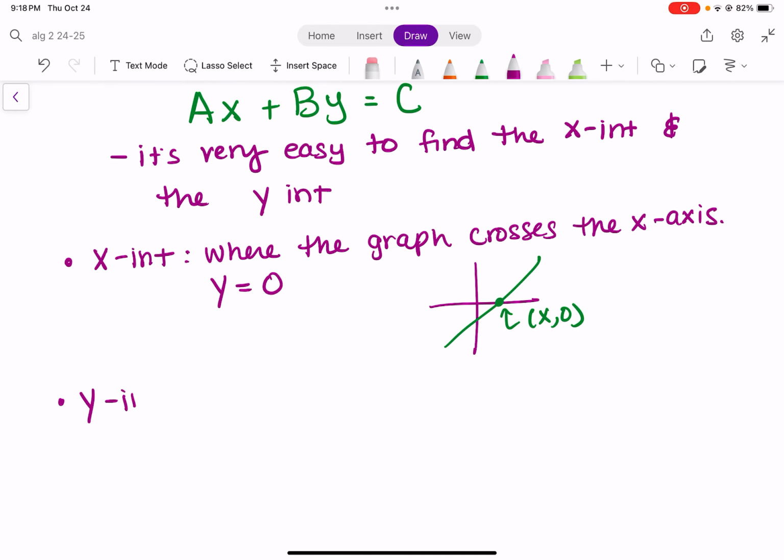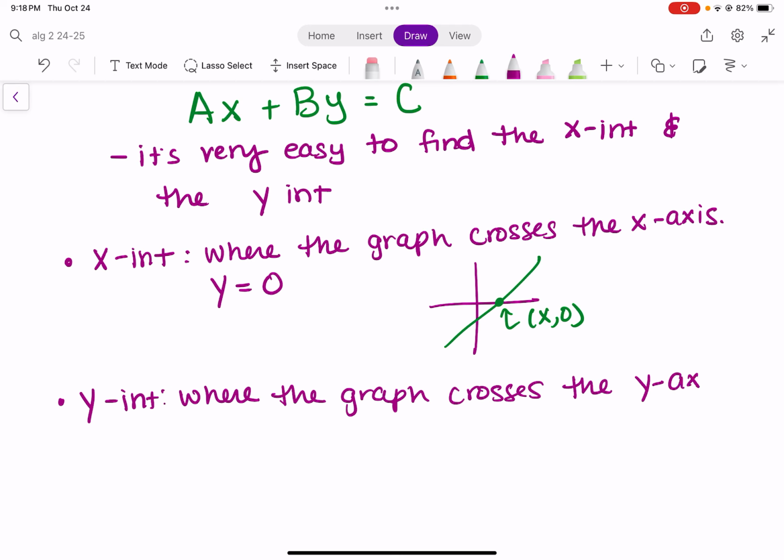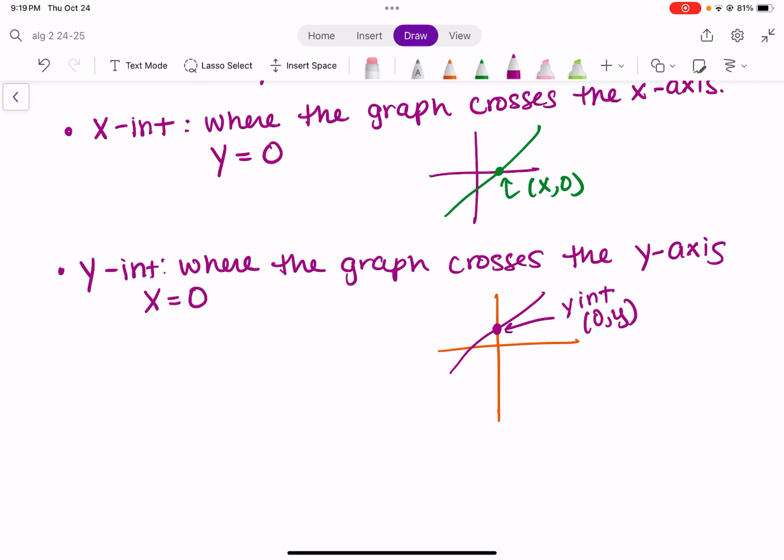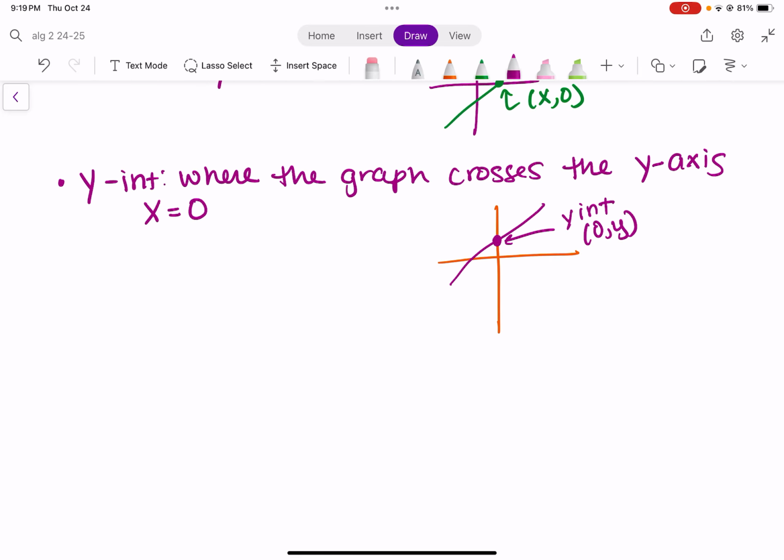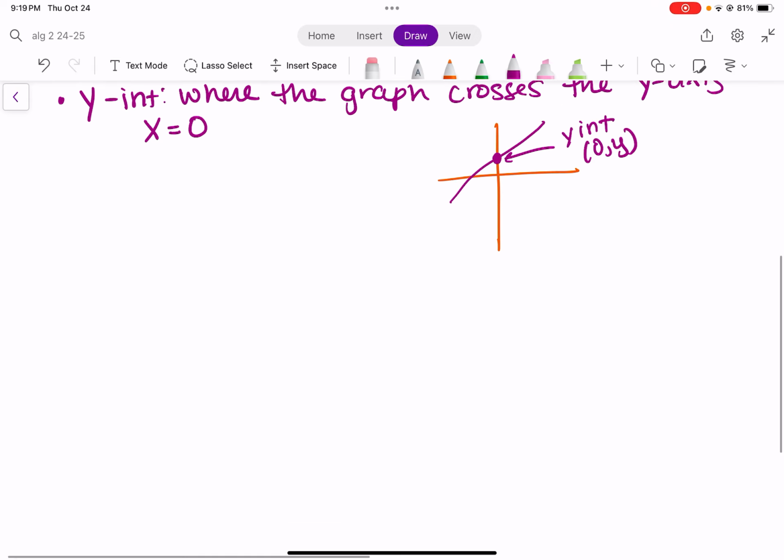On the other hand, the y-intercept is where the graph crosses the y-axis. If I draw a little graph, wow, that was not straight, but this is my y-intercept. It's always going to be 0 comma y, so x is always equal to 0 when we find the y-intercept. Knowing this, if we're given an equation, we can find the x-intercept and the y-intercept really easily.